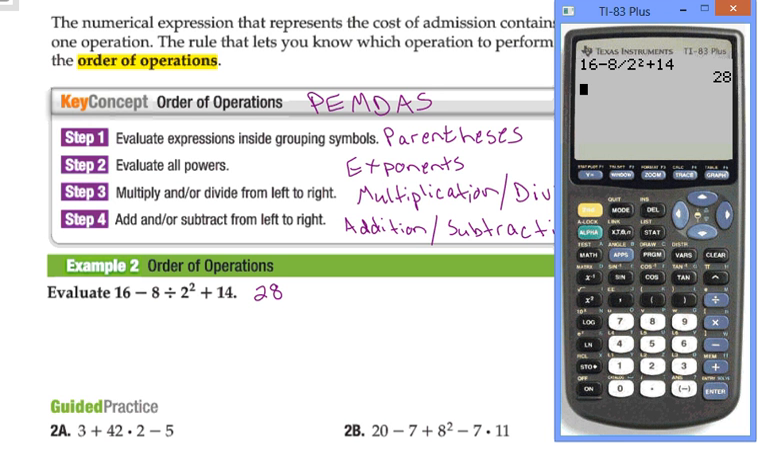So is that lazy to use the calculator like that? I say it's just using your resources. So either way, we're going to get the same answer. All right, go ahead and try guided practice 2.